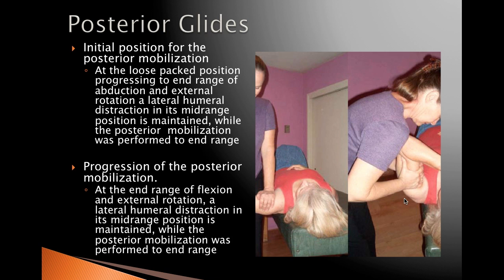You can just push down also. That's something definitely valid to do. You put the patient in 90 degrees of flexion and just push straight down through the humerus and mobilize them that way to stretch out that posterior capsule.